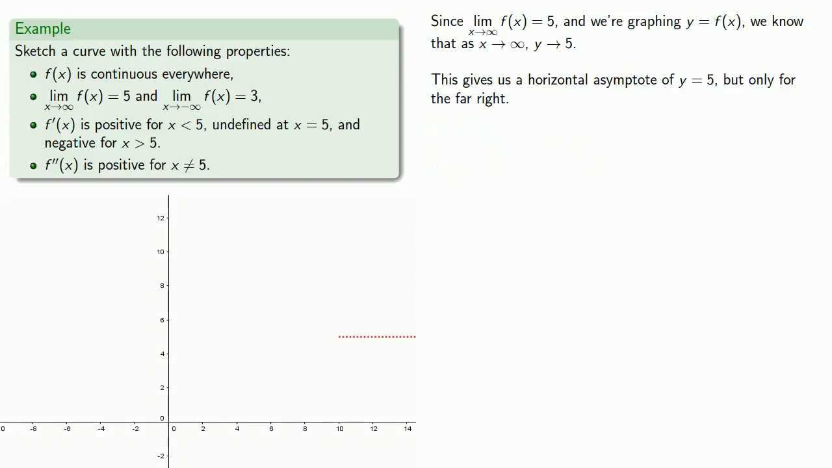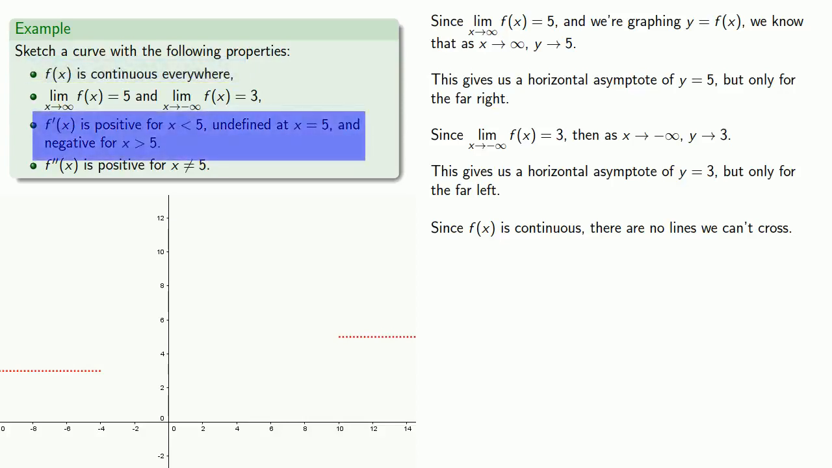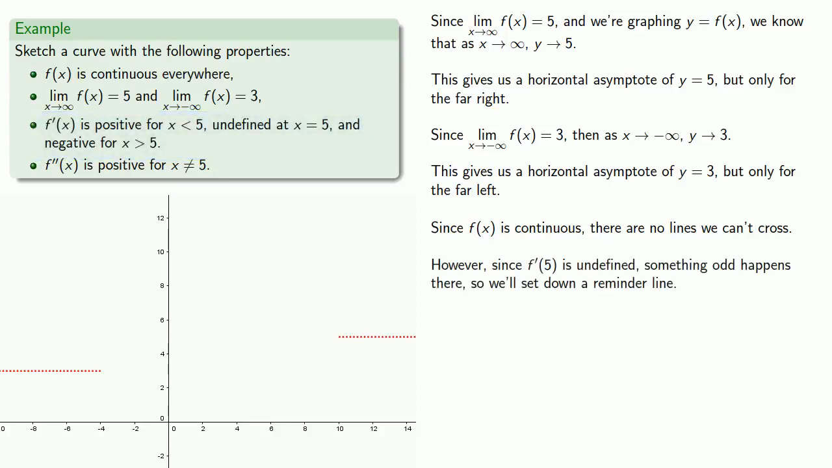Similarly, since as x goes to minus infinity, f of x is equal to 3, then as x goes to minus infinity, y goes to 3. And this gives us a horizontal asymptote of y equals 3, but only for the far, far left of the graph. Now, since f of x is continuous everywhere, there are no lines that we can't cross. However, since f prime of 5 is undefined, something odd happens at x equals 5, so let's set down a reminder line. We can cross this line, that's not a problem, but we have to remember that something strange is going to happen here. So let's piece things together.